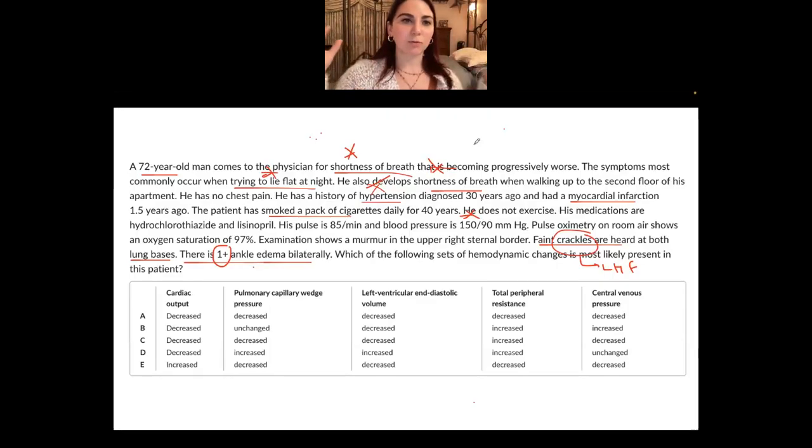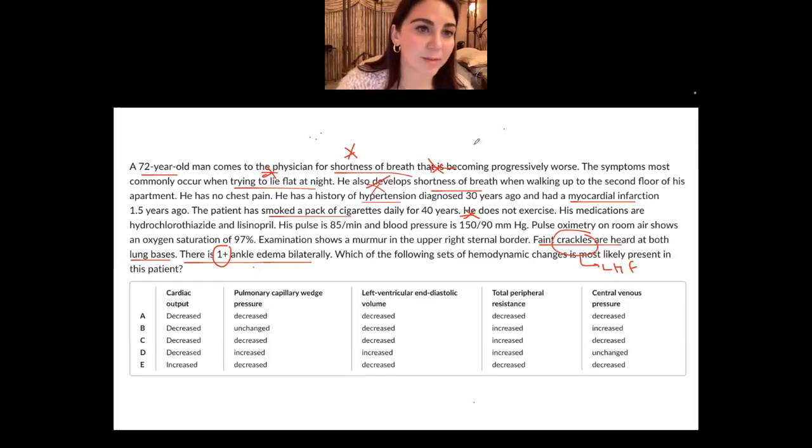You kind of have to look at the whole vignette and ask, does this sound more like a left-sided problem or a right-sided problem? To me, he's got like five for left and only one for right. So I'd say this is a left-sided problem. He probably has congestive heart failure. He's probably still a little bit leaky in general. Does that make sense? So this is left-sided heart failure.